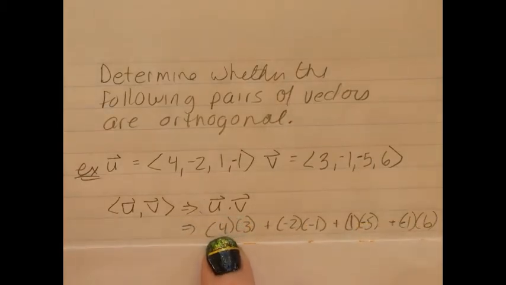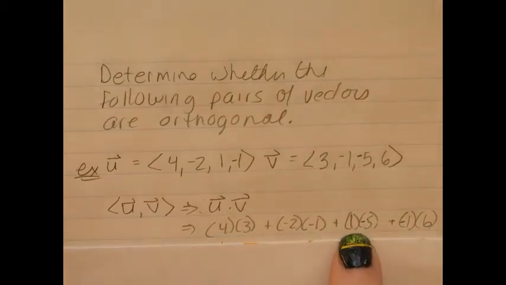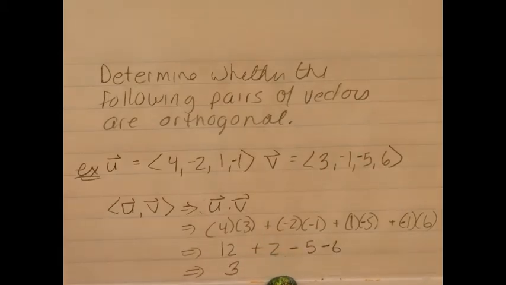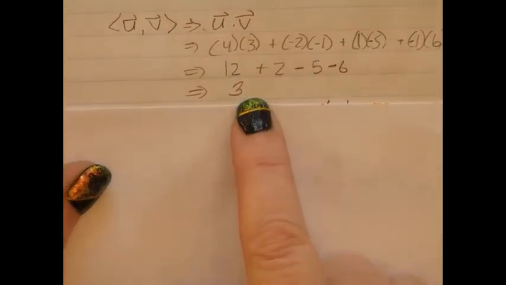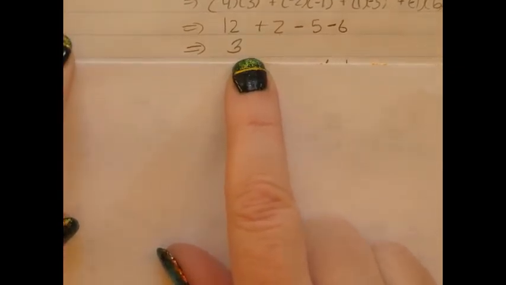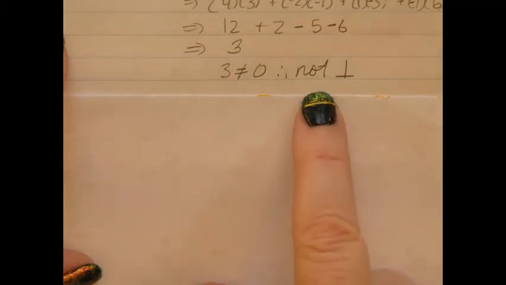The first elements, second elements, third elements, fourth elements: multiply, add like terms, and you're good to go. What did we determine from that? Since we did not get 0, this is not orthogonal. That's all it means.